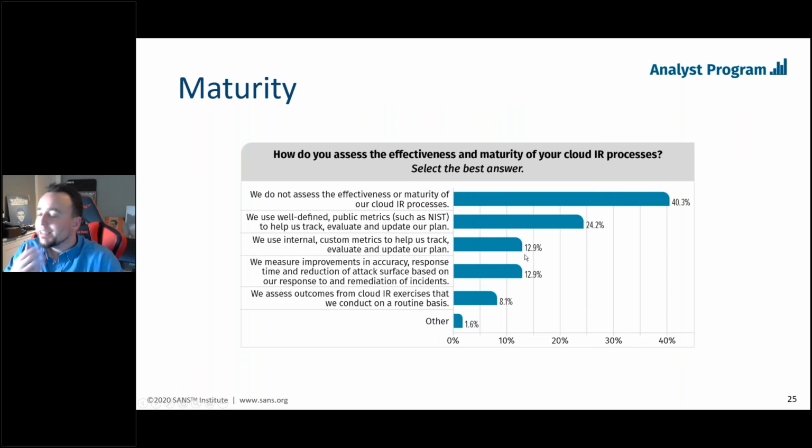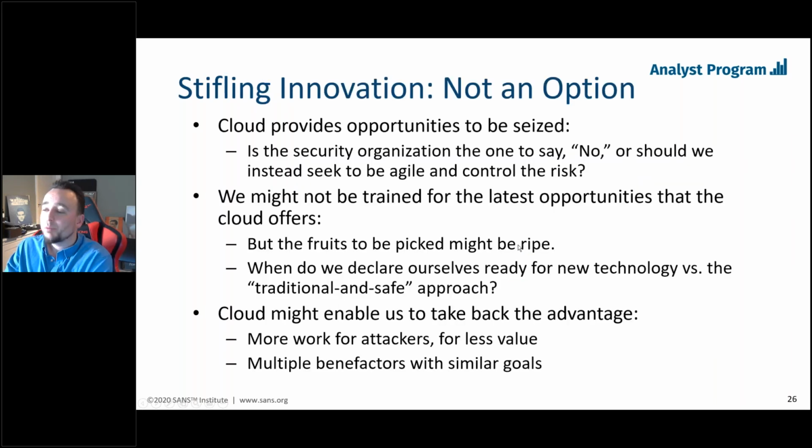Interesting. Maturity. So, how do you assess the effectiveness and maturity of your cloud IR processes? Sadly, we see a lot of the respondents say that we do not assess effectiveness or maturity of our cloud IR processes. So it's a foreign concept to many, 40%. Well, 24% are using well-defined public metrics, such as NIST, for example, to help track and evaluate and update this plan. Assessing the effectiveness and maturity of cloud can help companies better understand the platform they are operating in and helps maybe secure some governance on the services that we're deploying. So I think this is a good point to take into account for our future, that we might need some plans to help us get governance and understand our maturity in the cloud. It might be a good project to go.